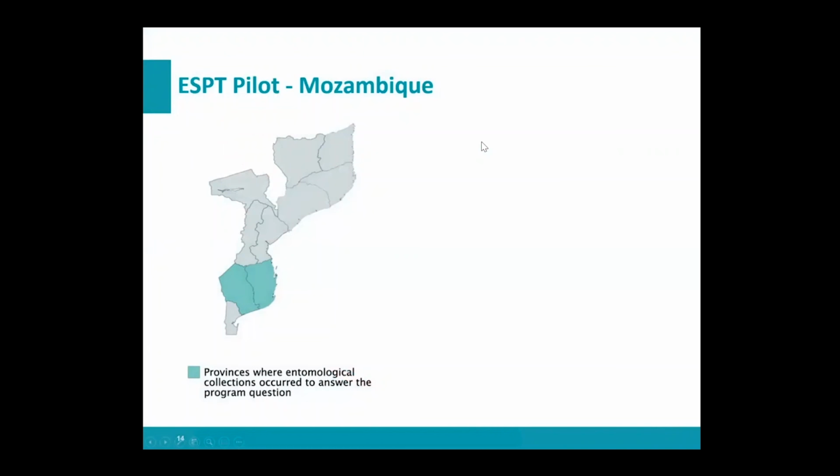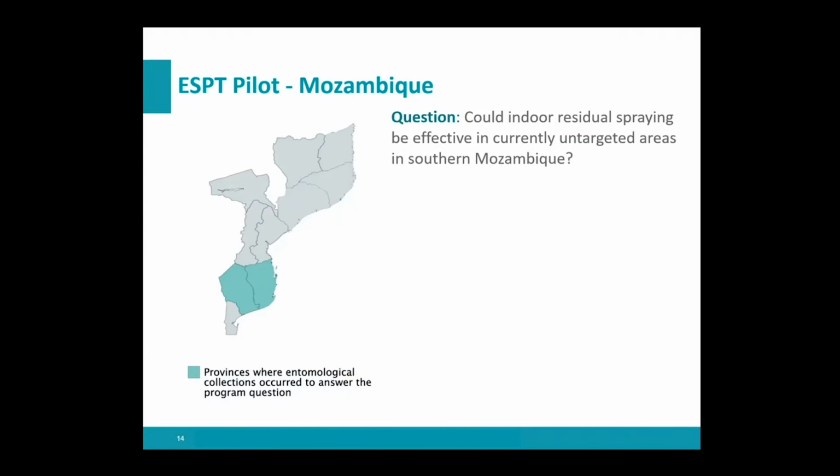First, in Mozambique, the malaria landscape is characterized as heterogeneous transmission. By 2025, Mozambique aims to have reduced malaria prevalence to under 5% across the nation. Therefore, the country's program wanted to understand whether indoor residual spraying could be effective in reducing malaria transmission in currently untargeted areas. So the program question the country program and its partners sought to investigate was, could indoor residual spraying be effective in currently untargeted areas in southern Mozambique?